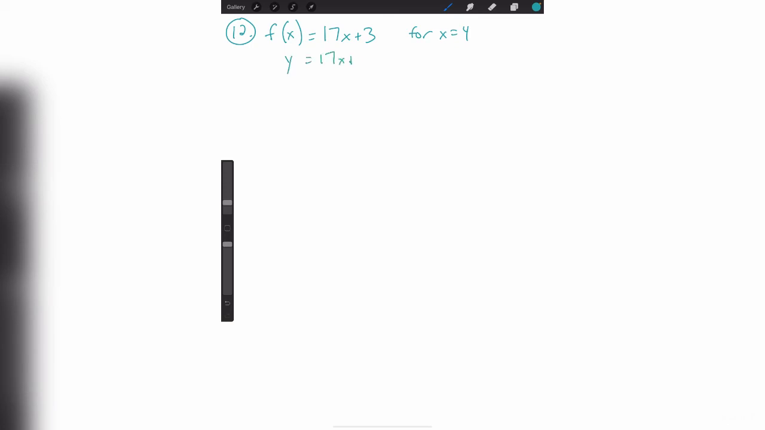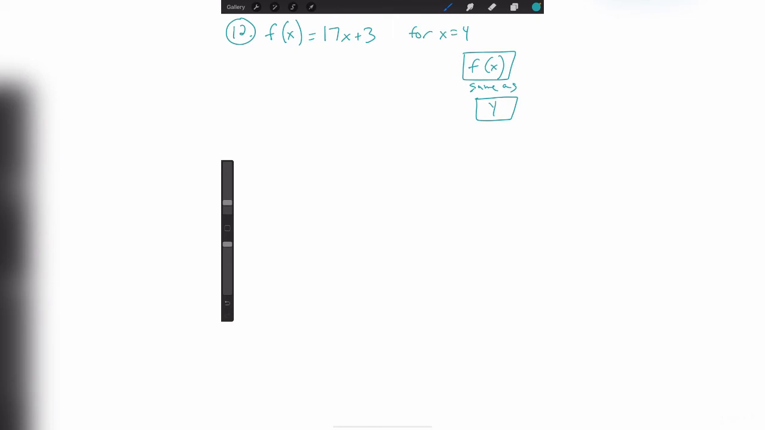Right? So you could write this like this. You could say y is equal to 17x plus 3. But throughout Algebra 2, very often, you'll see f of x equals 17x plus 3. So whenever you see something that says f of x, just think that's the same exact thing, same as y. Okay? So this is the same thing as this.